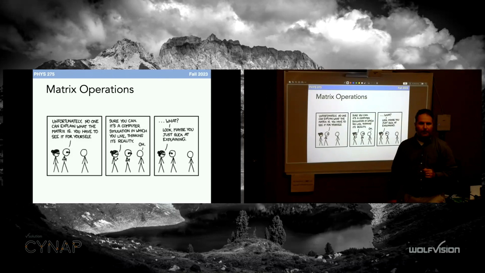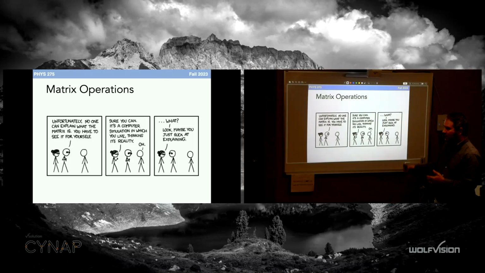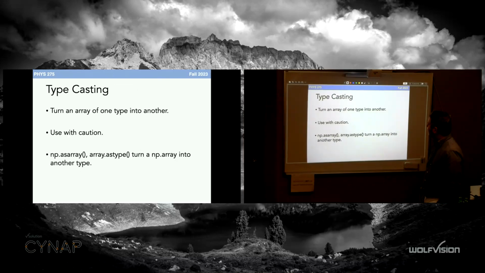Okay, it wouldn't be a proper lecture if there weren't a couple of XKCDs in there. I realized that The Matrix came out 24 years ago, so I think it's before any of you were born. But still, I think you've watched it at some point. It's such a cultural icon at this point. So there's a whole thing, like, you don't know what the matrix is. It's like, well, yeah, no, it's just an array of numbers. What? Maybe you just suck at explaining. Please don't tell me that later.